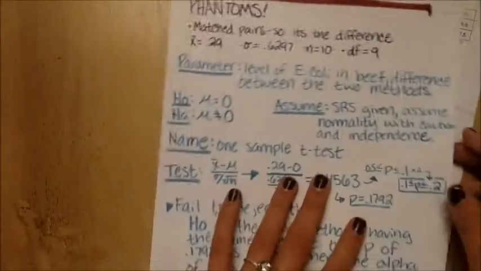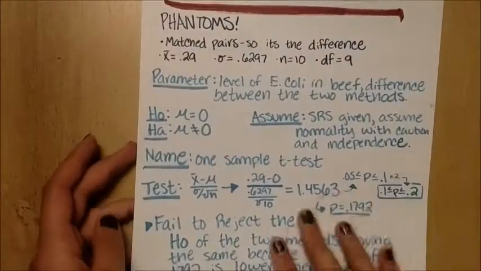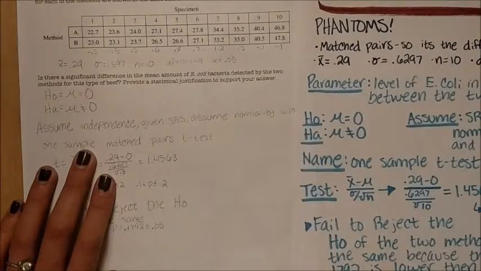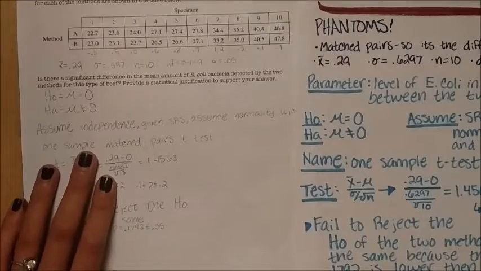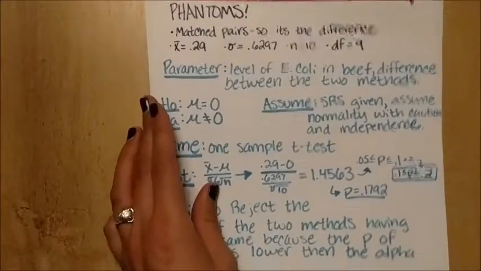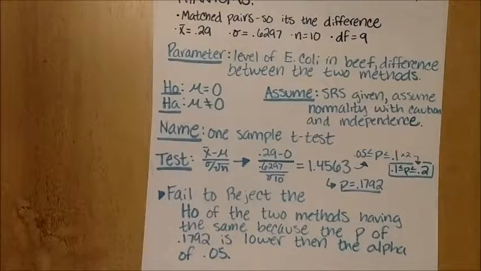So I did PHANTOMS for this problem because it just asks to give evidence on which method is better, are the methods the same, are they different, etc. So the parameter is the level of the E. coli in the beef and the difference between the two methods. And you automatically assume that the SRS is given. You assume normality with caution because there's only 10, but it seems to be pretty normal based on it not fluctuating that much. And then independence as well, you assume that.